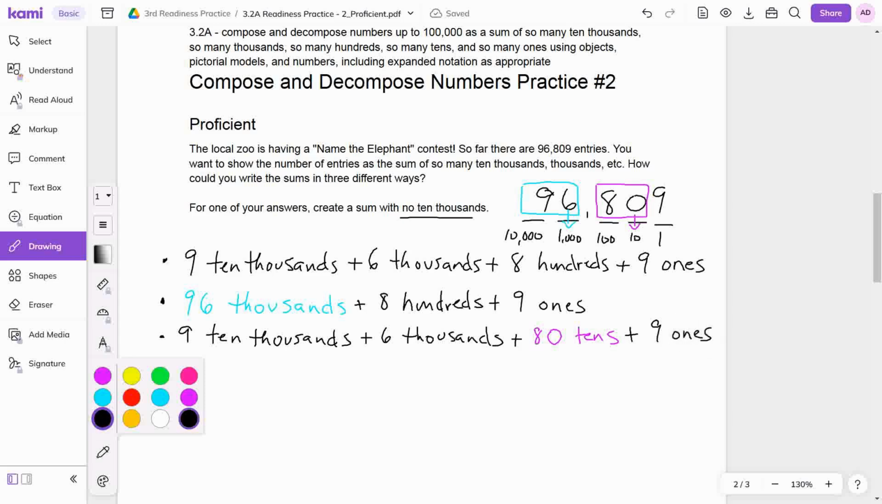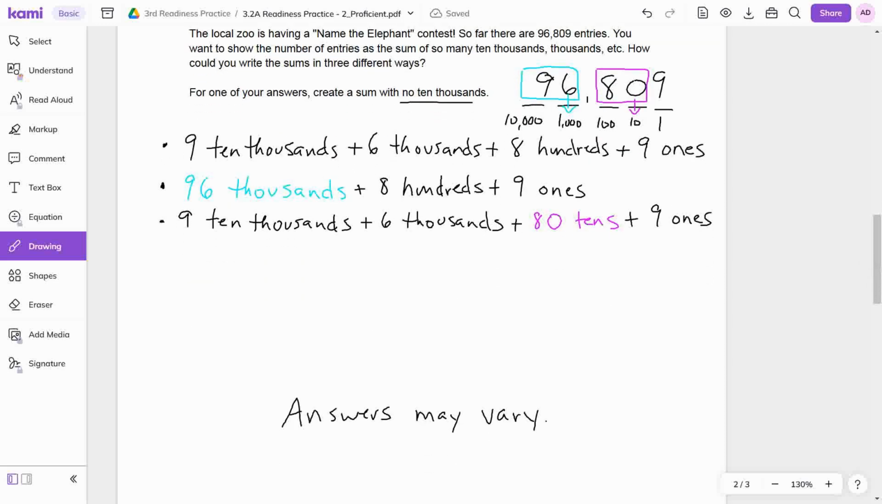All right, so these are 3 different ways that you can solve it. You need 3 different ways, but remember, answers may vary, but hopefully you figured out the pattern, and you have either one of these or something close to this. Just check to make sure one of your answers has no 10,000s. That was my second answer, and I only included thousands.